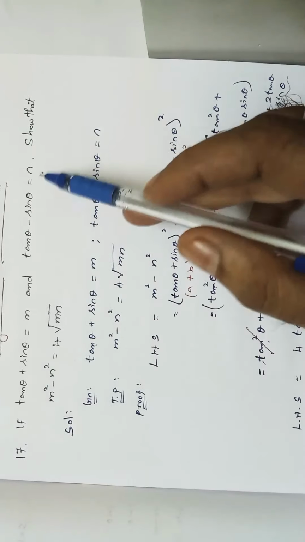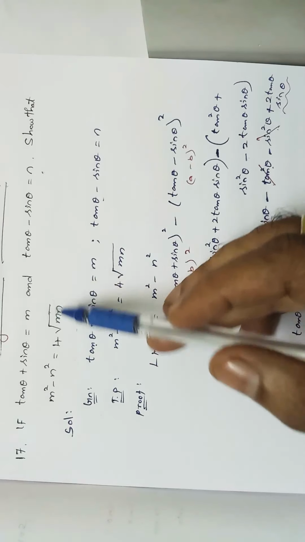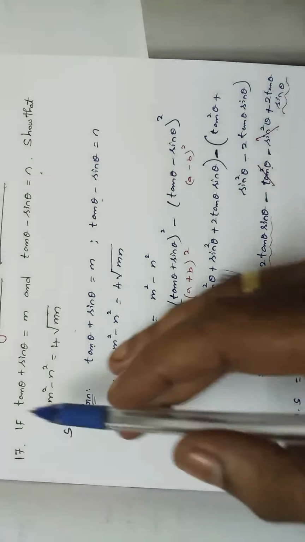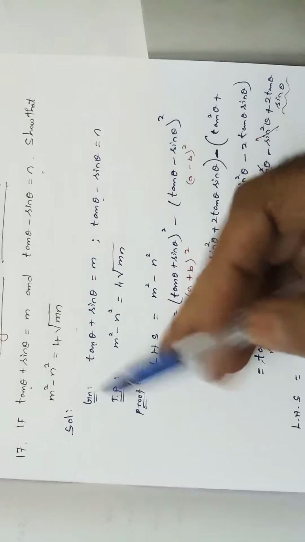M is equal to some value and n equal to some value, and they ask you to prove that m square minus n square is equal to 4 into mn. Directly we are substituting and simplifying, right? One more thing you have to keep in your mind. See here tan theta plus sin theta and tan theta minus sin theta, so both are right terms, and directly we are substituting and simplifying.